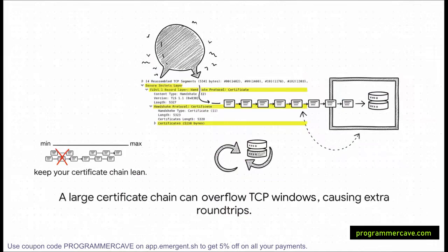Here is a classic performance trap. This is a real packet capture, and it shows the server sending a certificate chain that's over 5 kilobytes. That is way too big. It's so large that it overflows the initial network window, forcing an extra network round trip right at the very beginning. The lesson here is simple. Keep your certificate chain lean. Only include the certificates you absolutely need.